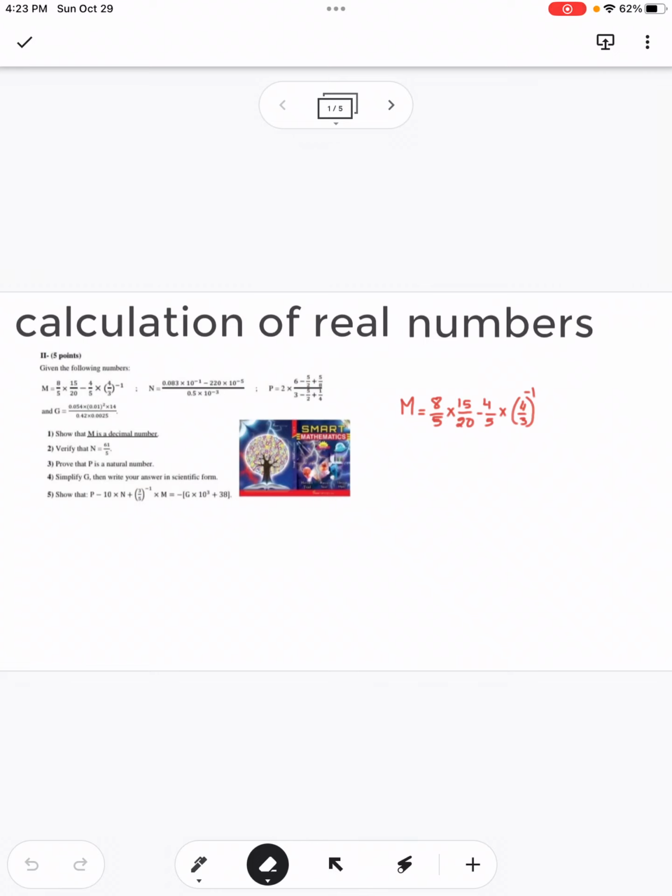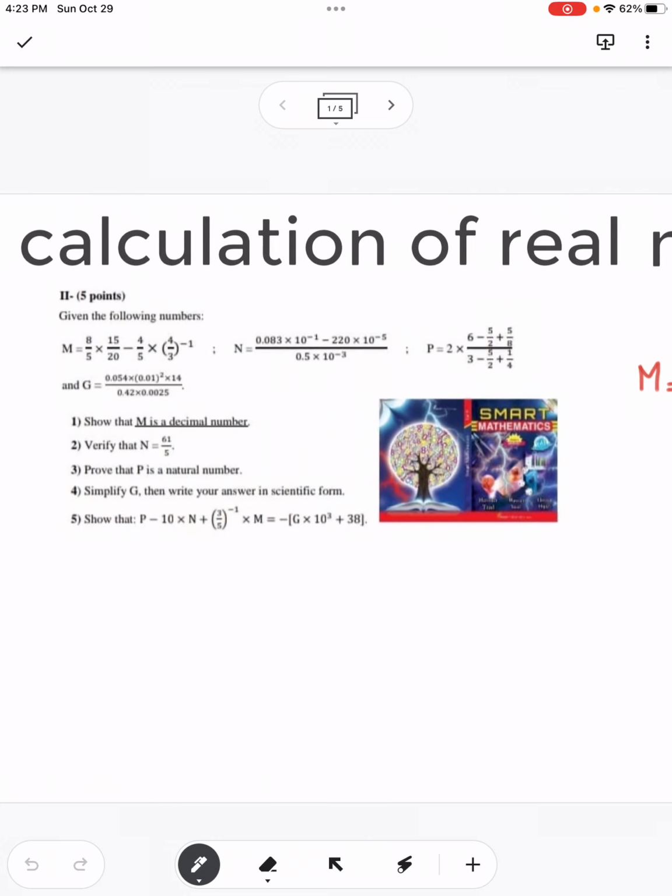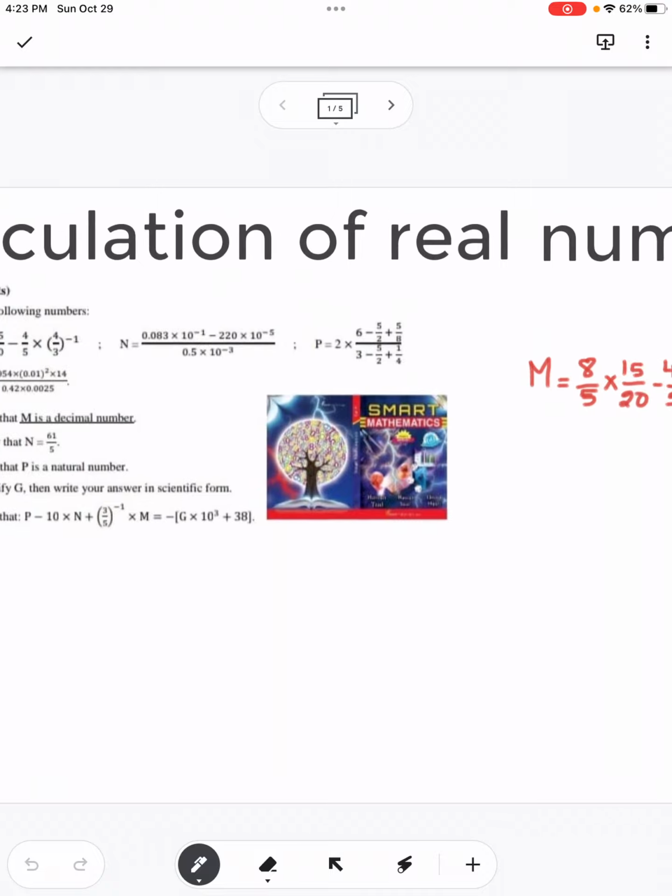Hi, today we will solve exercise 2 of the sample test. First, I have to read the question well to understand what I should do. This is the question. Given the following numbers, we have here M, N, P, and G. First part, show that M is a decimal number.